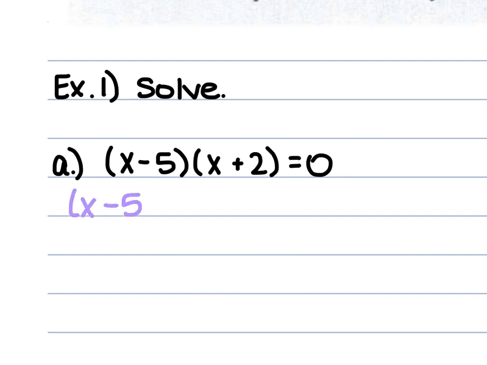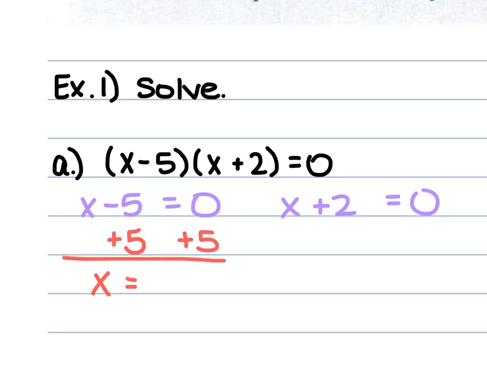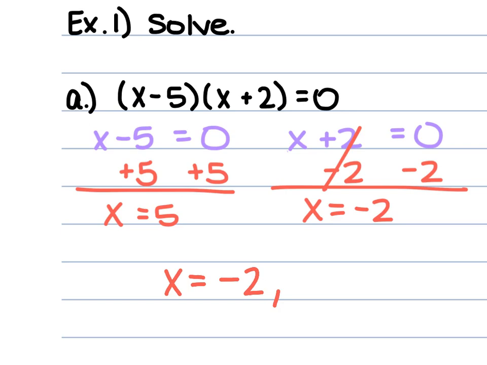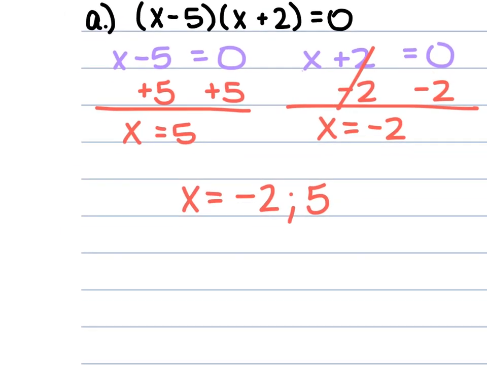So the x minus 5 gets set equal to 0, as well as the x plus 2 gets set equal to 0. We can get rid of those parentheses, so that way we just have the x minus 5 and the x plus 2. And then we solve for x for each. So with the x minus 5 is equal to 0, we're going to add the 5 to both sides, and we get that x is equal to 5. For the x plus 2 is equal to 0, we're going to subtract 2 from each side, and x is equal to negative 2. So x is equal to negative 2 as well as 5. You can also write this as the solution set of negative 2, 5.